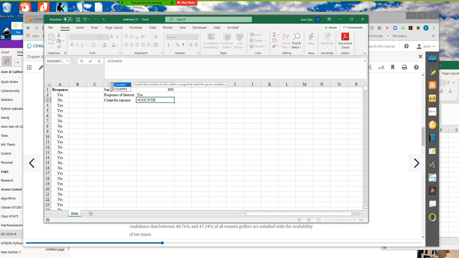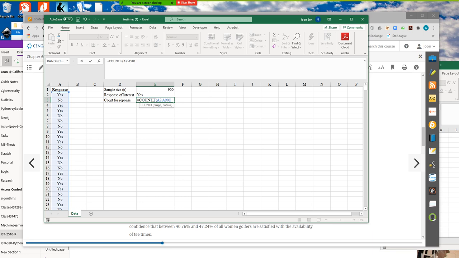COUNTIF. Okay, and then starting from A2, and all the way to the last one, A901, not actually 901. So that's the last one.